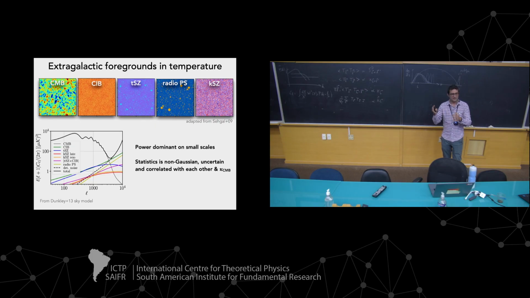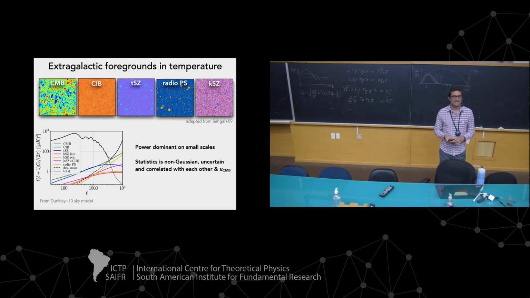And then there are a lot of variations on these internal linear combinations, but that's the broad idea. Another approach you can take, and that's sort of the baseline approach for a lot of experiments, for example it was for ACT as well, is don't try to combine your maps into one best CMB map. Just measure all the auto and cross spectra of all your maps and model them together jointly in a likelihood, including a model for the foregrounds.